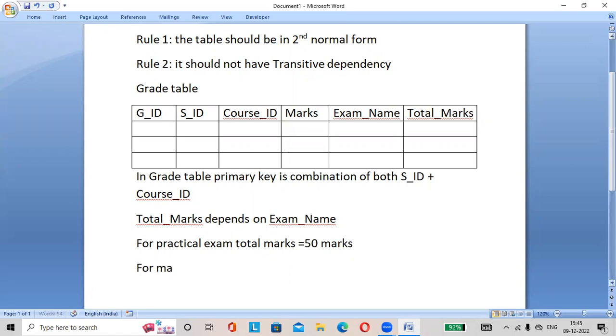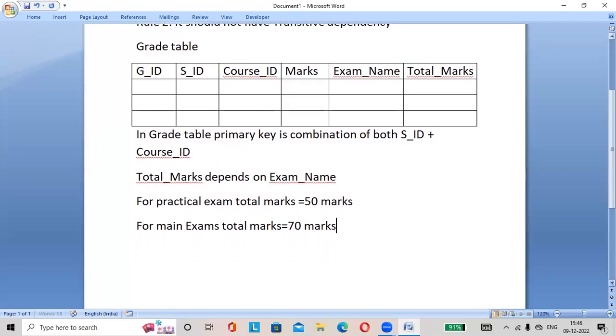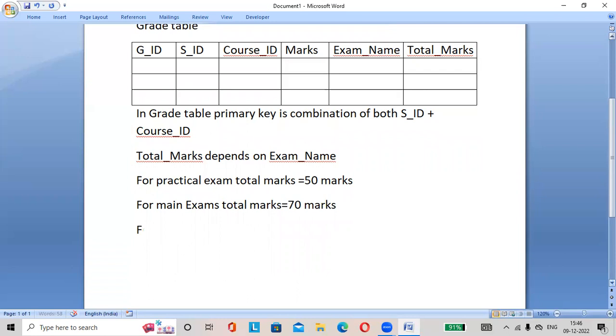For main theory exams, total marks is equal to 70. For internal exams, how many marks? Generally for internal exams, it will be 30 marks. 70 plus 30, 100.